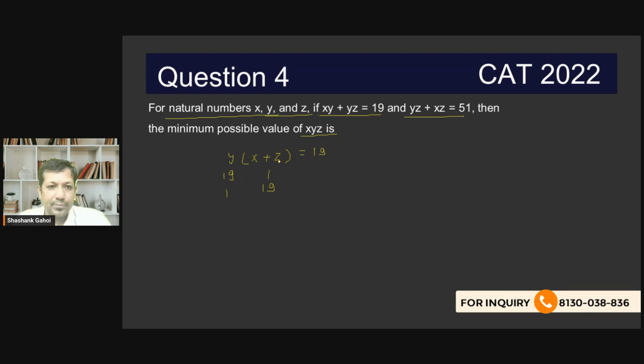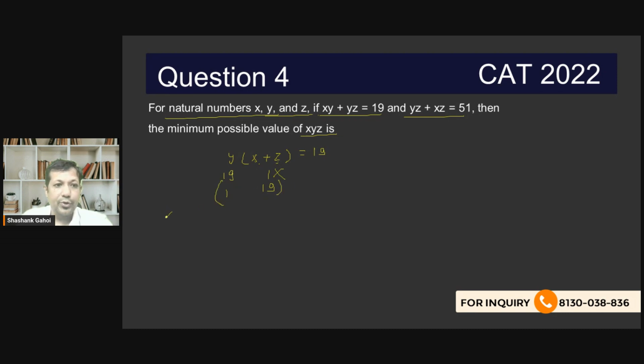x plus y, x plus z. Minimum value of x is 1 because x is a natural number. Minimum value of z is 1 because z is a natural number. So it means x plus z should have a minimum value of 2. So this case is rejected. It means the only possible case is this.